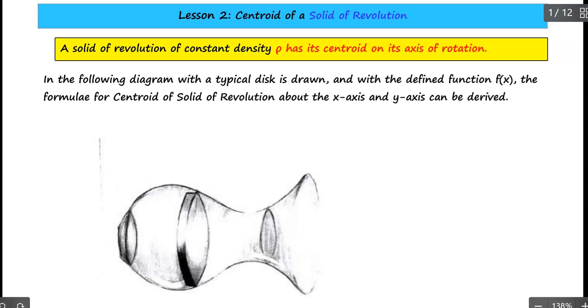Hello everyone, in this lesson we will talk about the centroid of a solid of revolution. A solid of revolution of constant density ρ has its centroid on its axis of rotation. This concept is very important because we are working with a solid. That means you are going to have an area revolving about the x-axis or the y-axis to form a solid, in the way that you are finding volumes, okay?